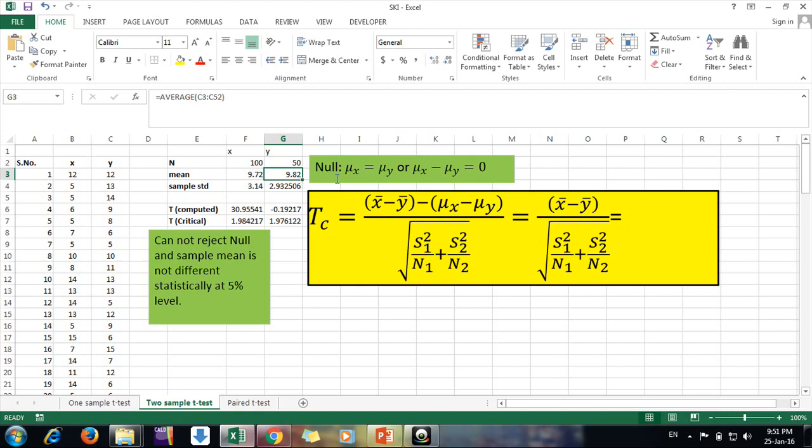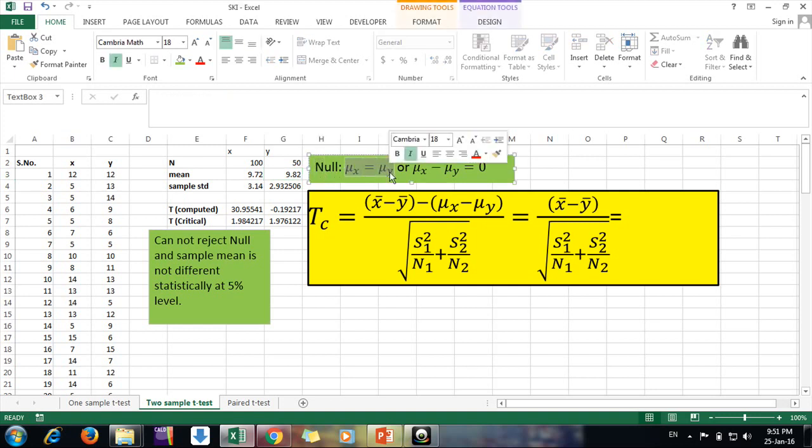For that purpose we have a null hypothesis. We are saying that both are the same. Here it is a two tail t-test; it could be greater than or less than as well, a one tail t-test, but for ease of understanding I'm just taking two tail and saying both are equal. Another way I can write it is mu x minus mu y is equal to 0. So I'm saying both samples have the same or identical mean, they are not different from each other statistically.